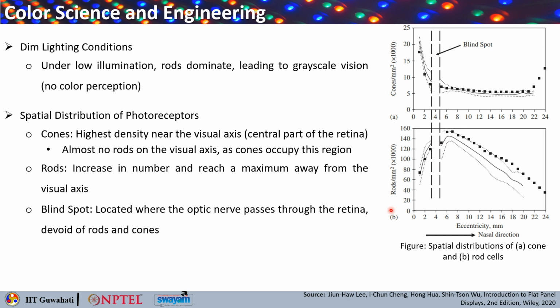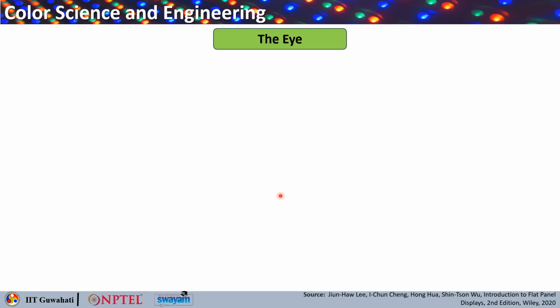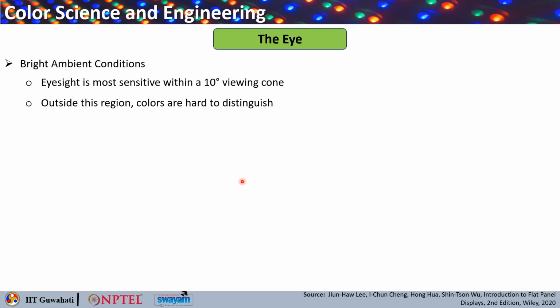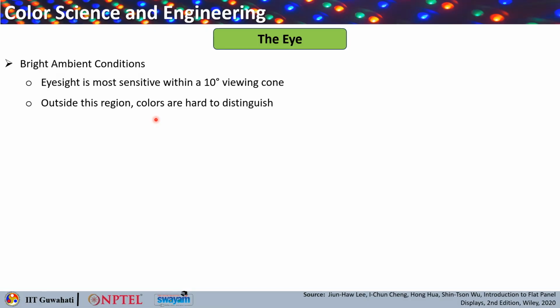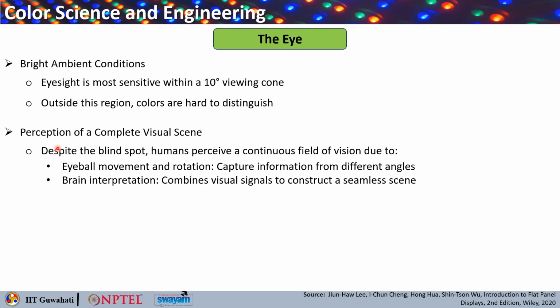Always remember that rods are always more in number. The total number of rod cells is around 10 crore, whereas cones are only about 65 lakh. But you can see that in the central region the cones have the highest density. That is what they were trying to convey here. Now, under bright ambient light conditions, eyesight becomes most sensitive within a 10-degree viewing cone, and outside this region the colors become difficult to distinguish. So, what is the perception of a complete visual sense?